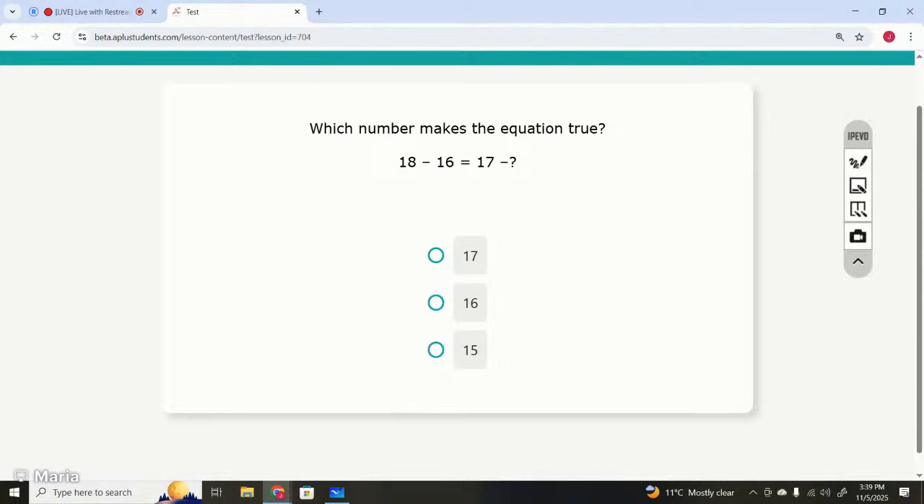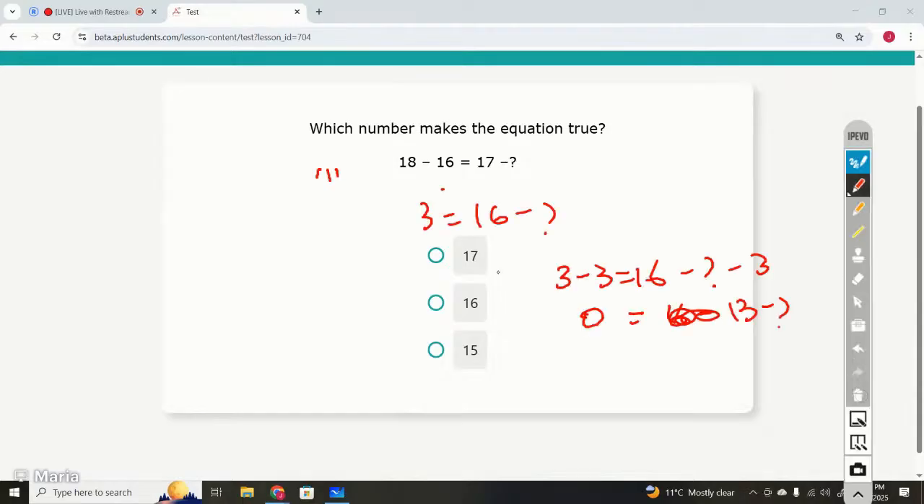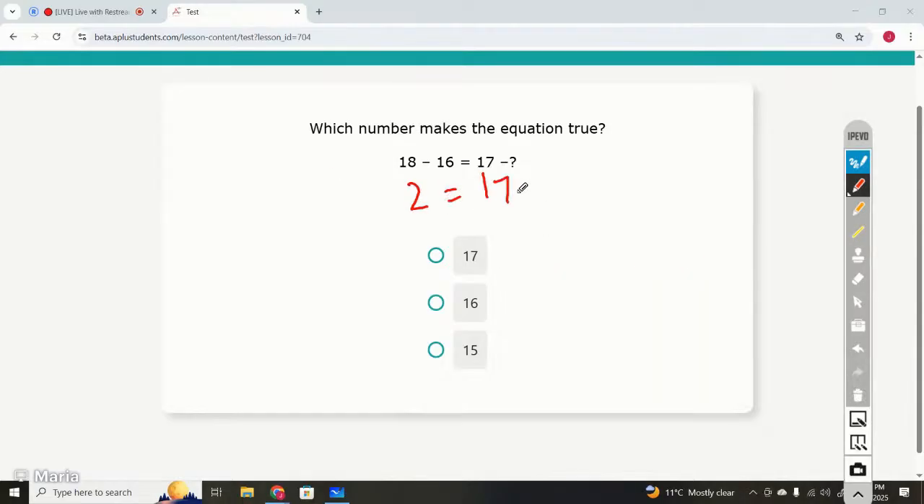Which number makes the equation true? 18 minus 16 is 2. 2 is equal to 17 minus the missing number. 2 is equal to 17 minus 15. So the missing number is 15.